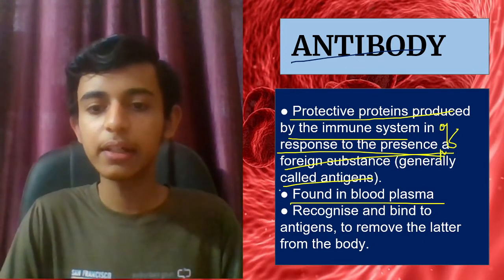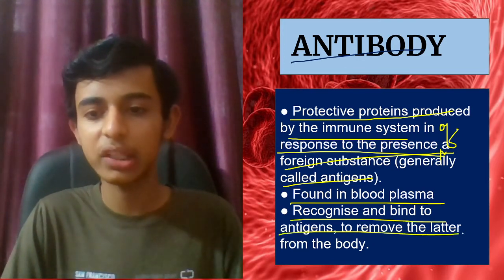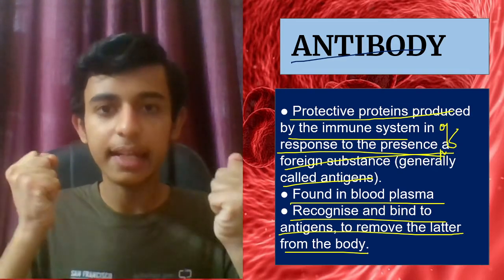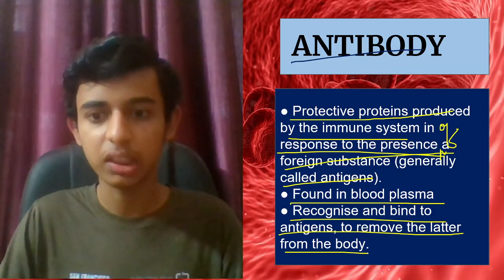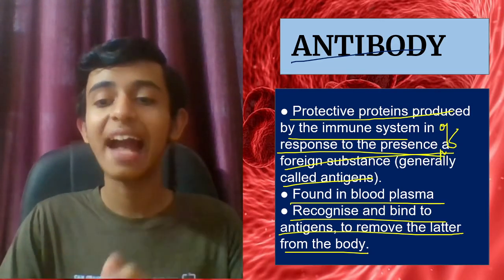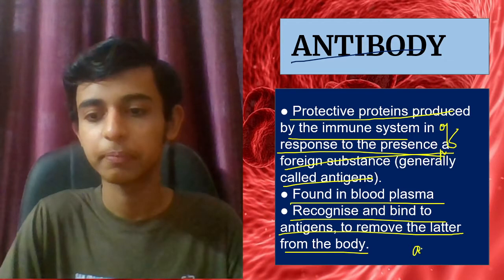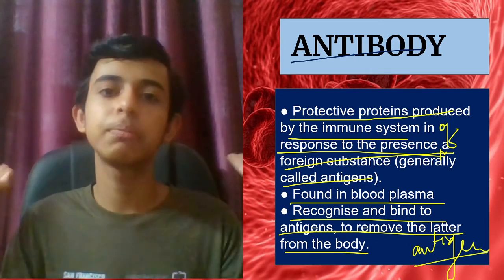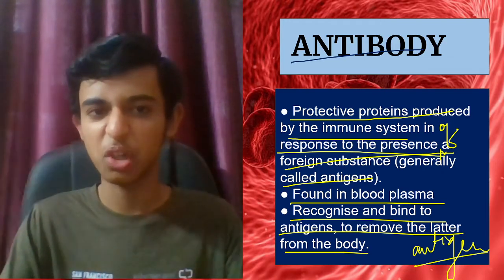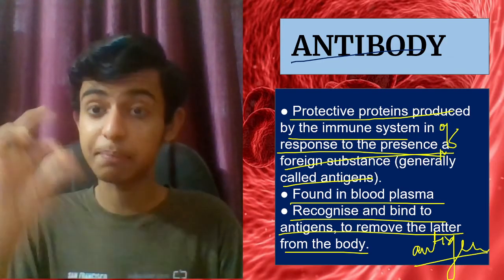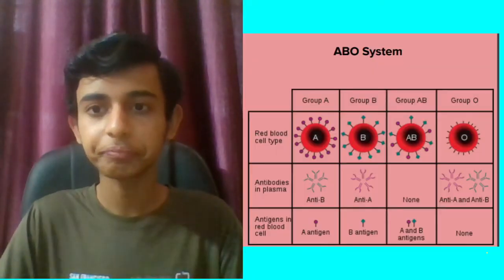Okay, third point, recognize and bind to antigens to remove the latter from the body. So what they do, they recognize the antigen. Okay, this is the culprit. Then what are they going to do? They're going to bind with that and remove the latter. Here latter is your antigen. And they're going to remove it from the body. Chalo, your time's up, go. They're like this. So that's why antibodies are very, very important as well.